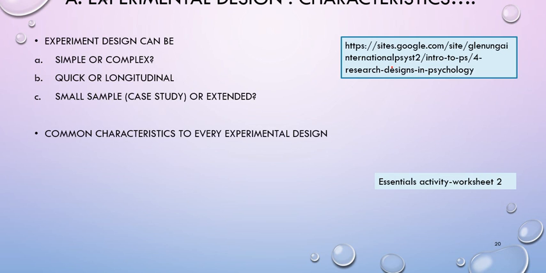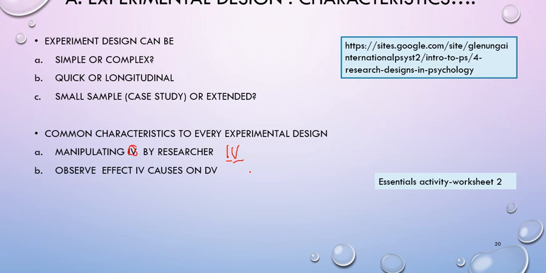But all these experimental designs have common characteristics, and these common characteristics are related to manipulating the independent variable by the researcher. So it's called IV for independent variable. What is the independent variable? It is a variable, as we're going to discuss later, that has been chosen by the researcher and it is considered the cause that impacts something else, another variable, and we observe how the IV influences the DV.